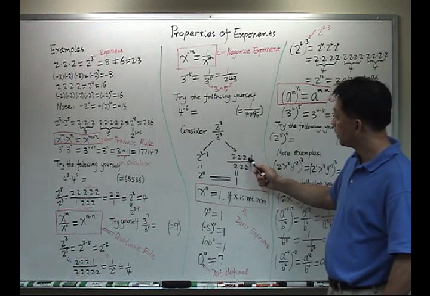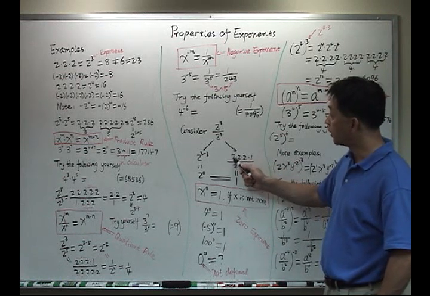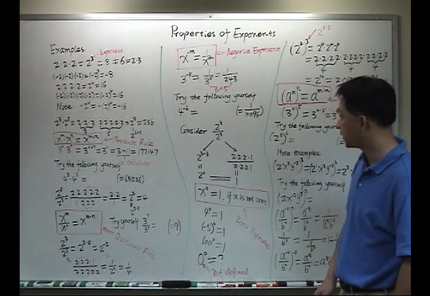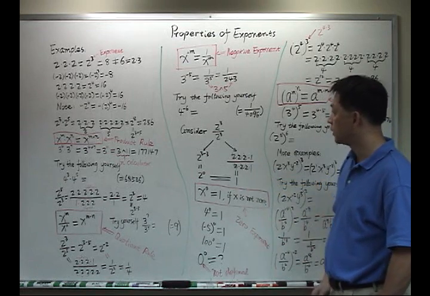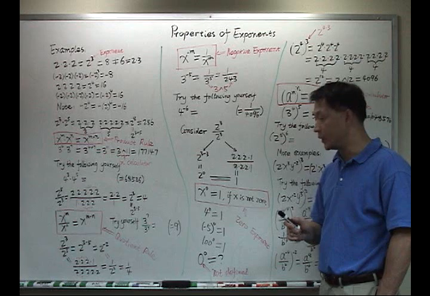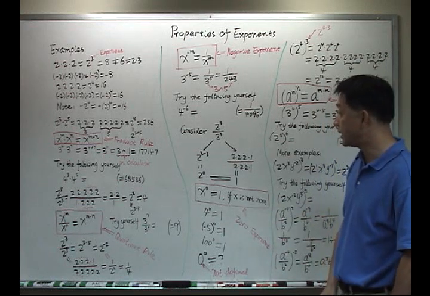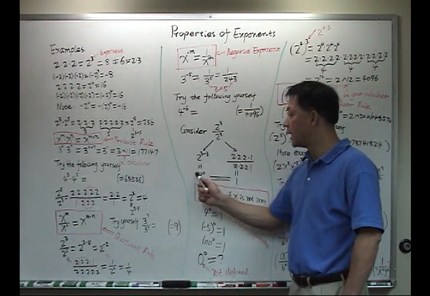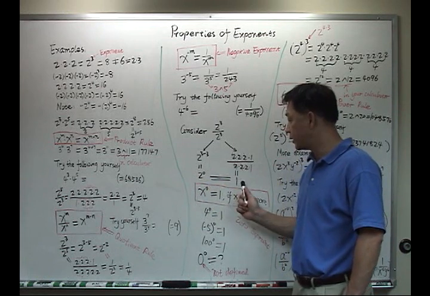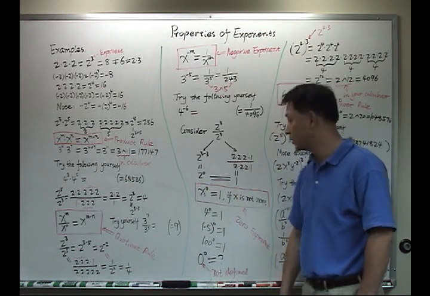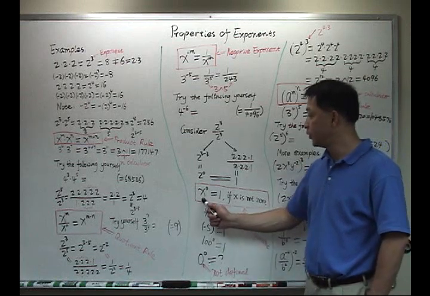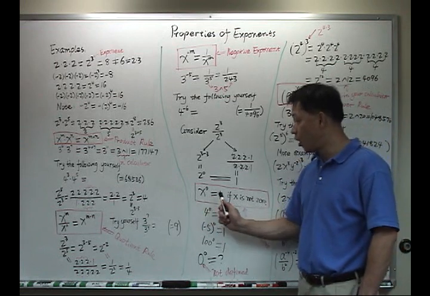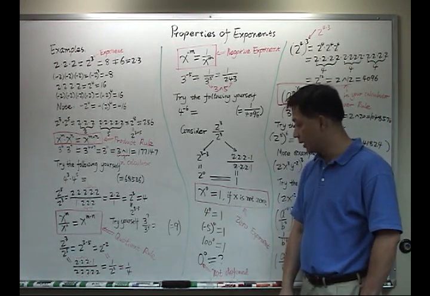So you have a 1 times these 2's upstairs and 1 times these 2's downstairs. And you can cancel 2 upstairs, downstairs, upstairs, downstairs. There are 3 2's, and you get 1. This basically tells us that 2 to the 0 is 1. So a non-zero number to the 0 is not 0, it is 1. Okay? So that means in future, for any x, if x is not 0, then x to the 0 should be 1. Okay? Not 0.